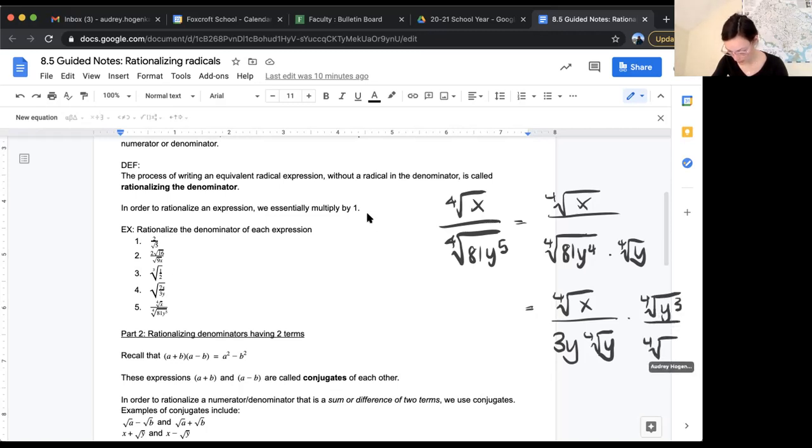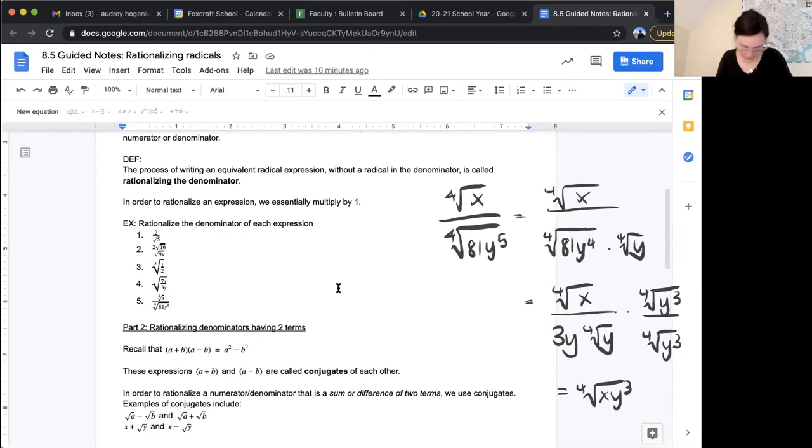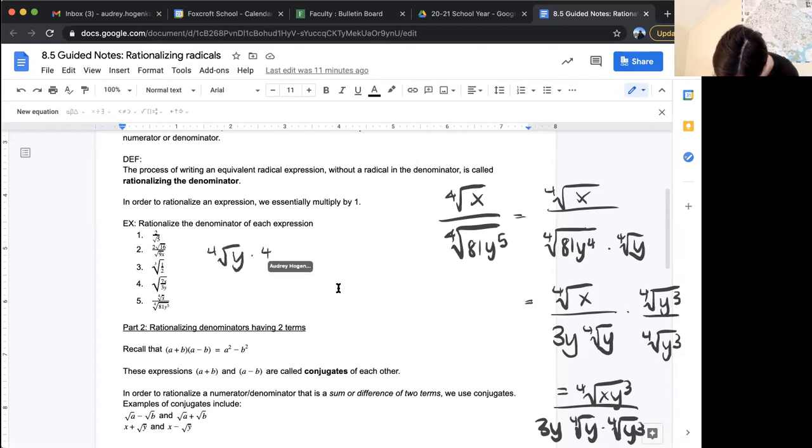The 4th root of y cubed. So my numerator, I'm going to get the 4th root of xy cubed. And in my denominator, I am going to get 3y times the 4th root of y times the 4th root of y cubed. So let's look at that denominator. We have the 4th root of y times the 4th root of y cubed, which is going to give me the 4th root of y to the 4th, which is equal to just y.